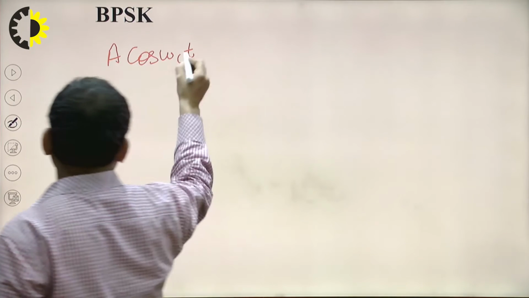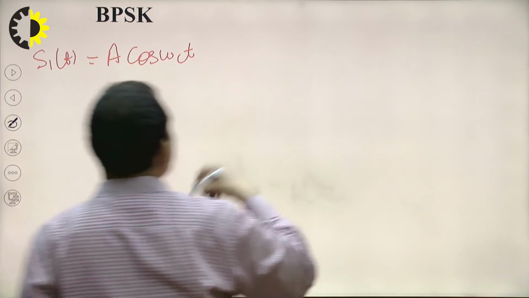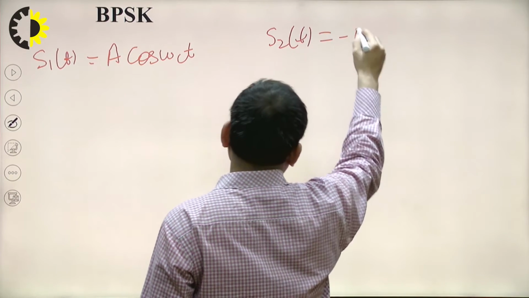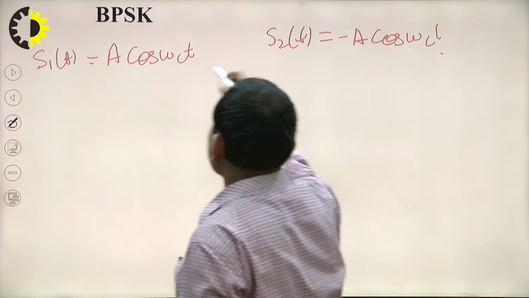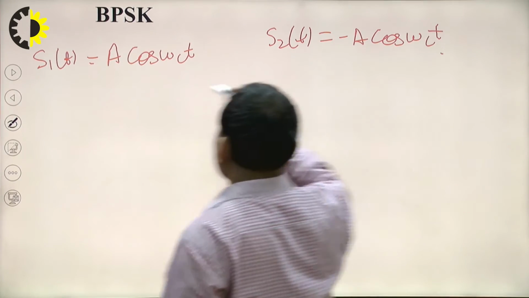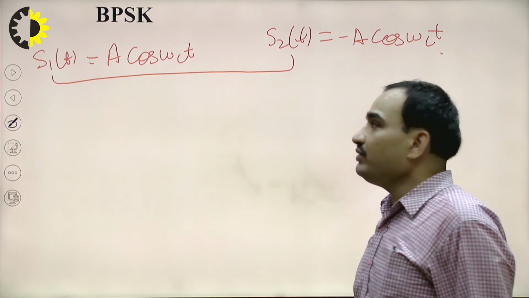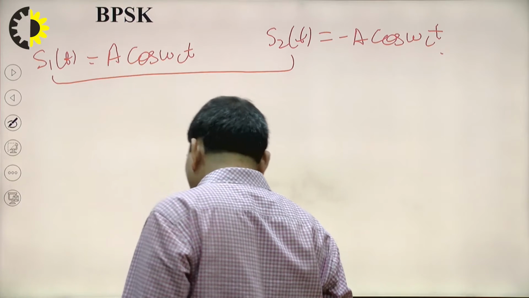So we have represented our signal S1(t) as A cos(ωct), and S2(t) we are representing by minus A cos(ωct). So both the signals S1(t) and S2(t) are out of phase, or have a 180 degree phase difference. So we know how we can find the orthonormal basis function.